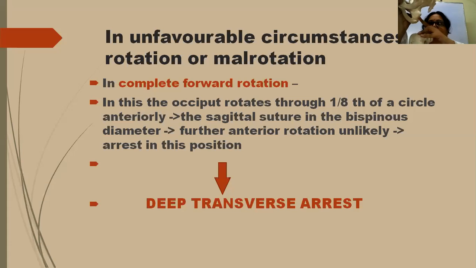These are the spines. These two prominent things are the ischial spines. So at the level of the spines, this sagittal suture will lie transversely, and no further movement will occur. That is called deep transverse arrest. What is it called? Deep transverse arrest. Further anterior rotation will not take place. So this is a malrotation.